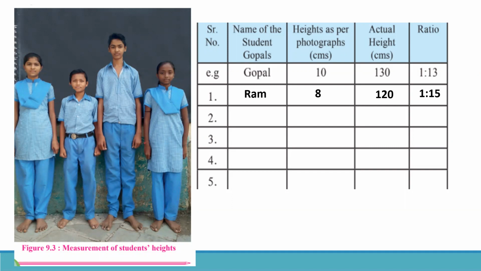And how do you depict this in the table? 1 is to 15. This 1 stands for the measurement of the picture and 15 is the measurement of the actual height. So let's see the proportion between the two. Now we move to the next image.